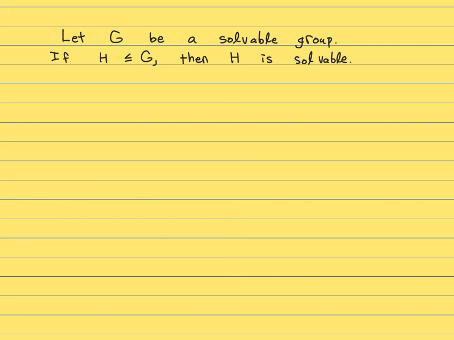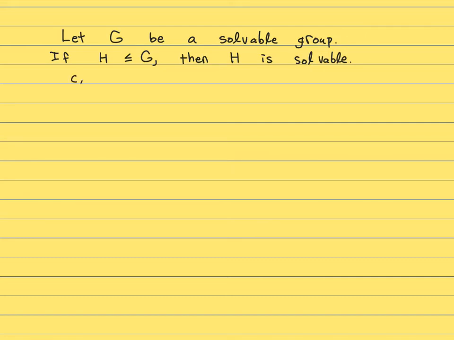Alright, now we're going to prove some theorems about solvable groups. So let G be a solvable group. The first thing we're going to prove is that every subgroup of G is also solvable. So if H is a subgroup of G, then H is solvable. And our proof is going to rely on the fact that solvable groups have finite derived series.